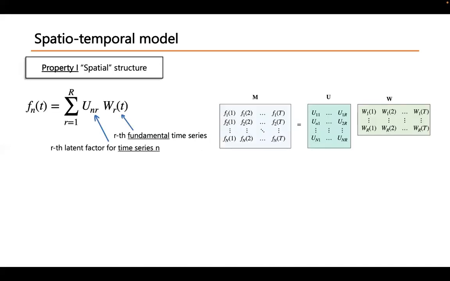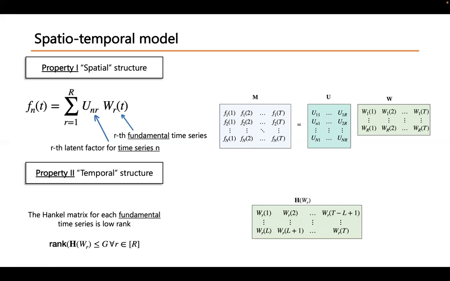So here's the model, the spatio-temporal model. First, you want to somehow capture spatial structure across the different data points. And the way we do that is to say that f_nt, each time series n at time point t, has a low rank representation. Okay, so there's a latent factor u_n associated with the nth time series. And there's a latent factor w_r associated with the r fundamental time series.